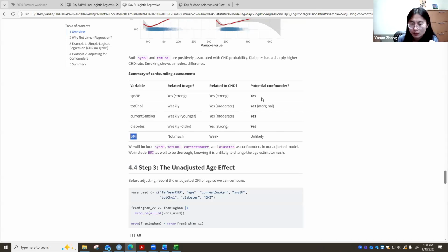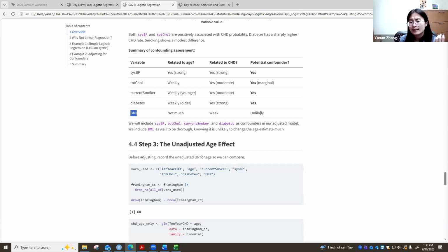Now we know that when we do our analysis, we should consider the confounders: systolic blood pressure, total cholesterol, smoking status, and diabetes. And we will put all those variables in our multiple logistic regression. How about BMI? For now, let's just keep BMI in our model, and later we will decide if we really need BMI or not. So any questions here?